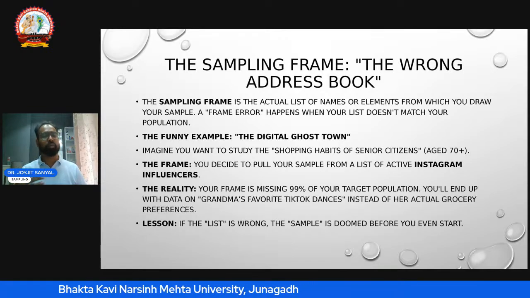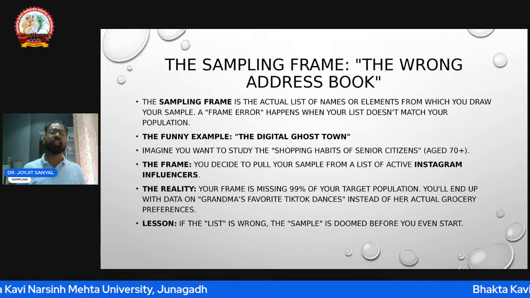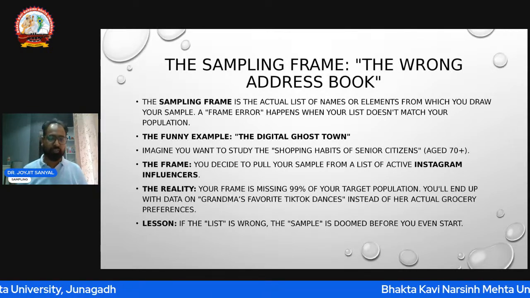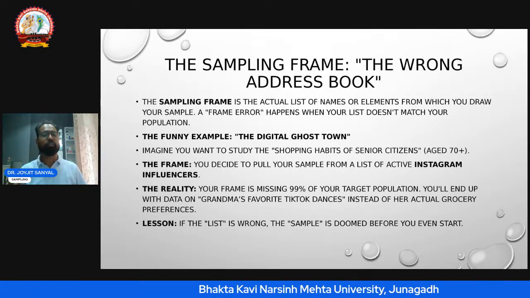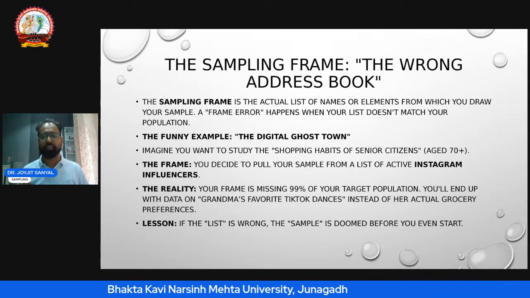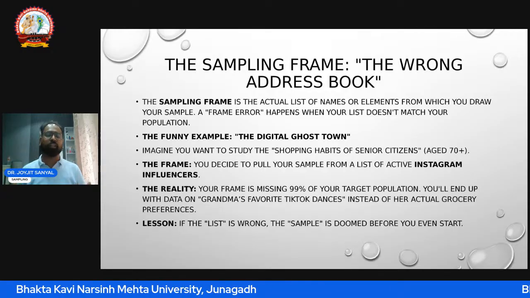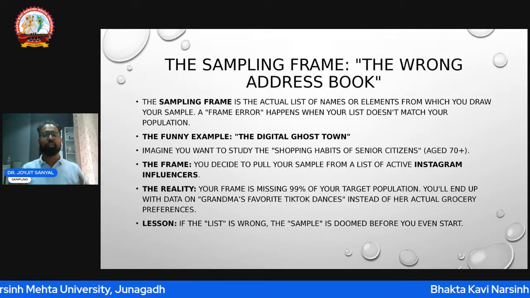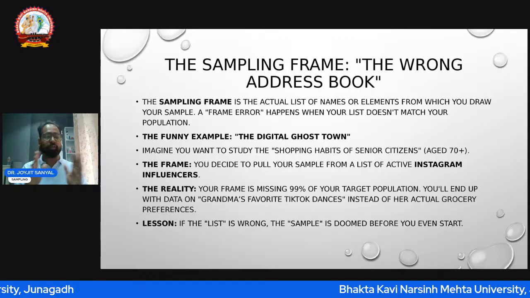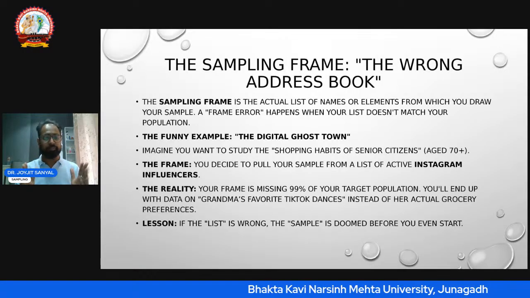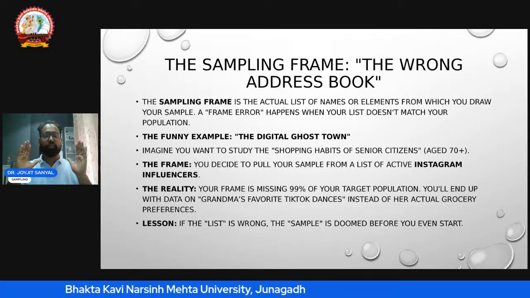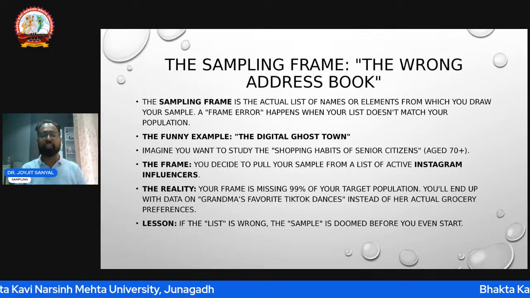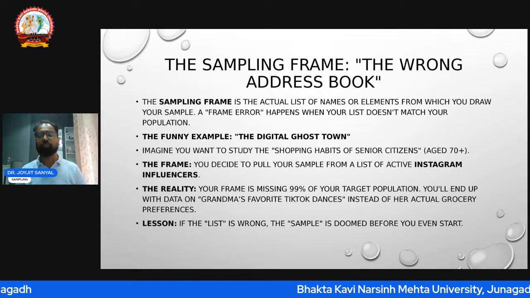So imagine you want to study the shopping habits of senior citizens, say 70 plus. What is your frame? You decide to pull your sample from a list of active Instagram influencers. Okay. So definitely there are so many Instagram influencers. Since you are following only one social media platform, Instagram, you are collecting samples from there itself. What is the reality? Your frame is missing 99% of your target population.